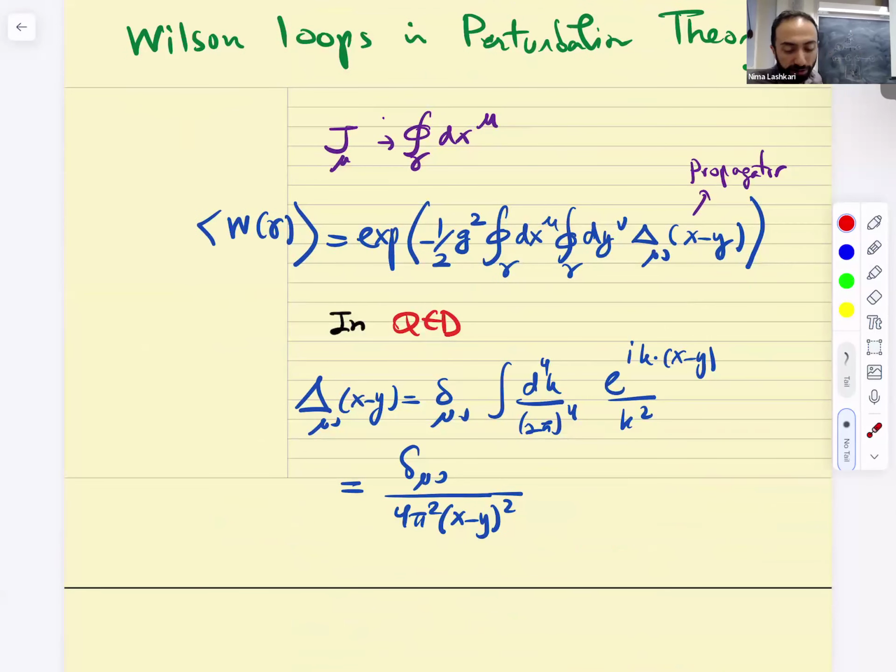In QED, what is a propagator? It's just 1 over k squared. You do these integrals, you get delta mu nu over 4 pi squared (x minus y) squared. This is Euclidean, right? Is it clear why this is 2? Think about it.